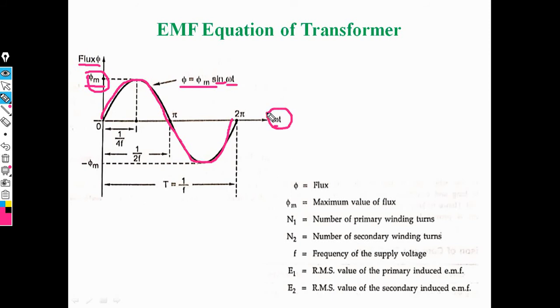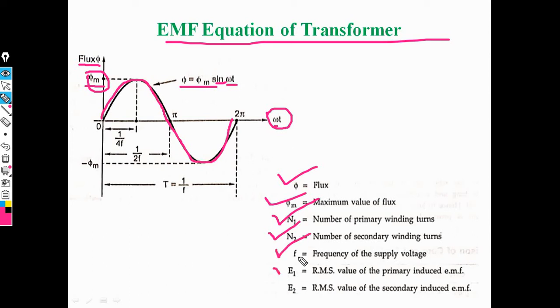Now we need to find the EMF equation. Here phi indicates flux, phi m indicates the maximum value of flux, N1 is the number of primary winding turns, N2 is the number of secondary winding turns, f is the frequency of the supply voltage, E1 is the RMS value of the primary induced EMF, and E2 is the RMS value of the secondary induced EMF.